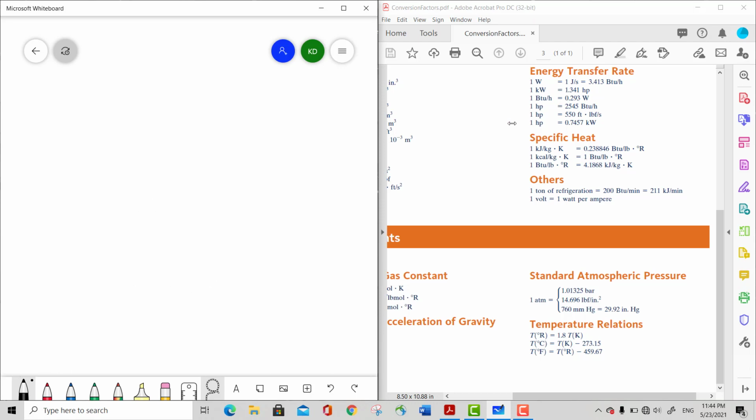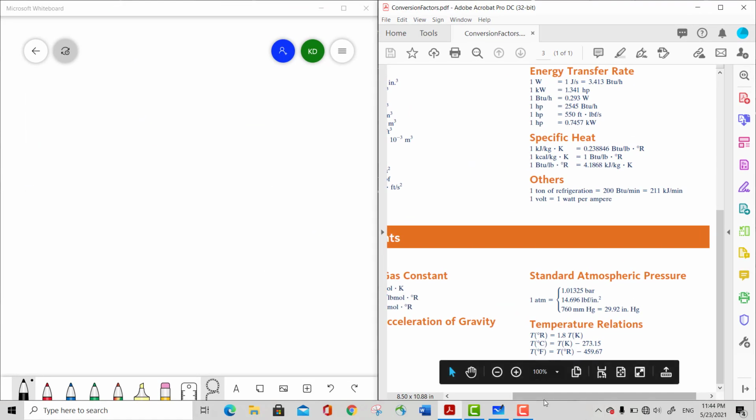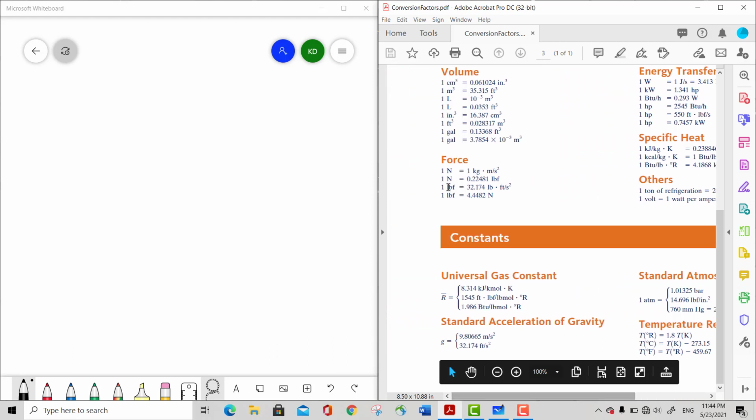Okay. So let's do a force problem. What we've got here is a force formula. So we've got 1 Newton equals 1 kilogram meters per second squared. So there's not a multiplier. So it's a really easy one.